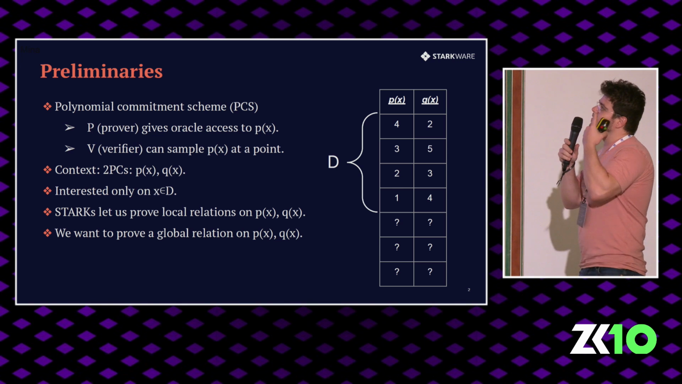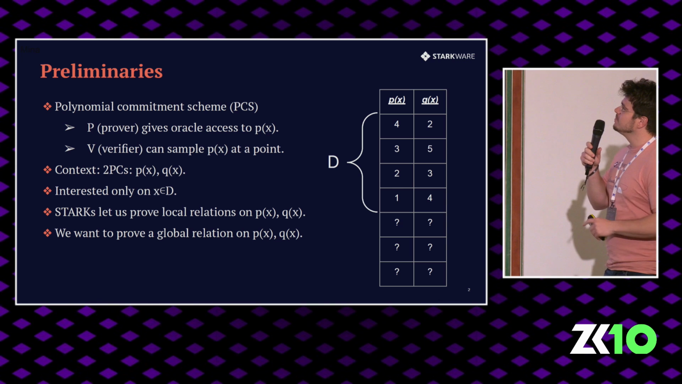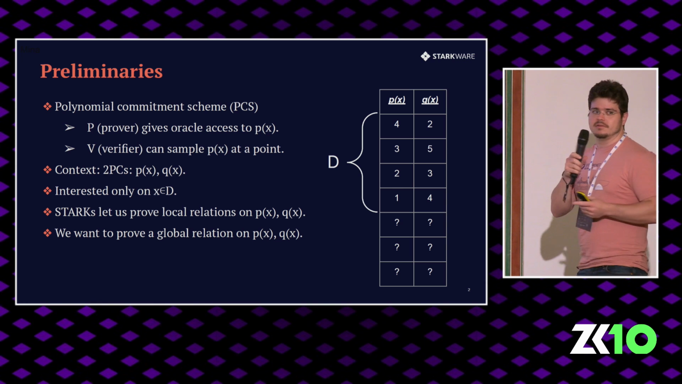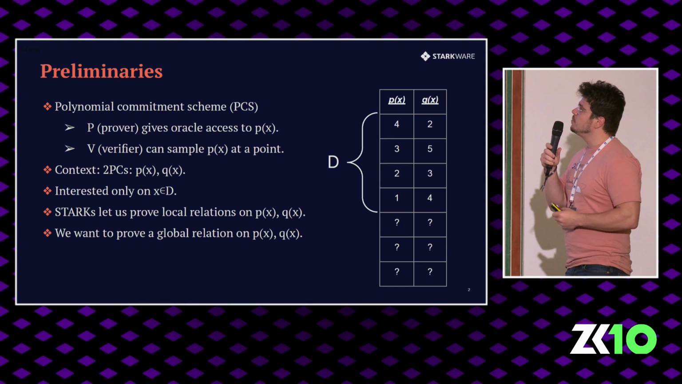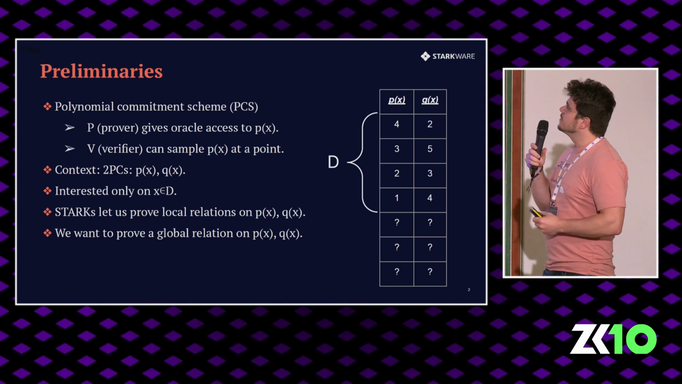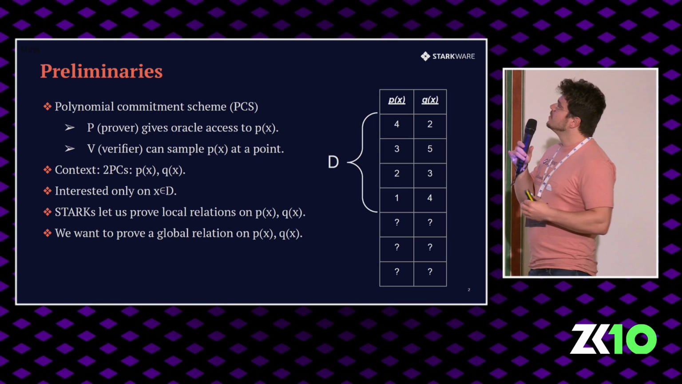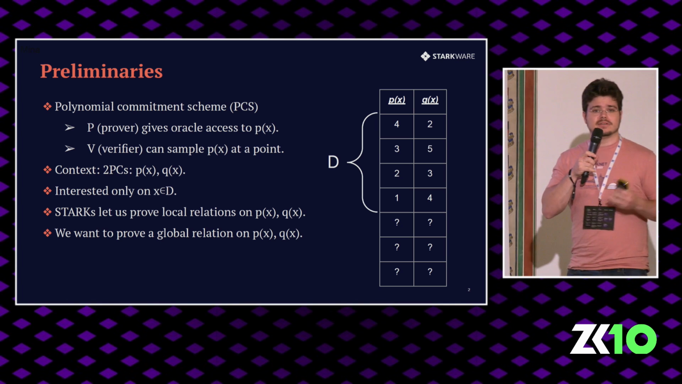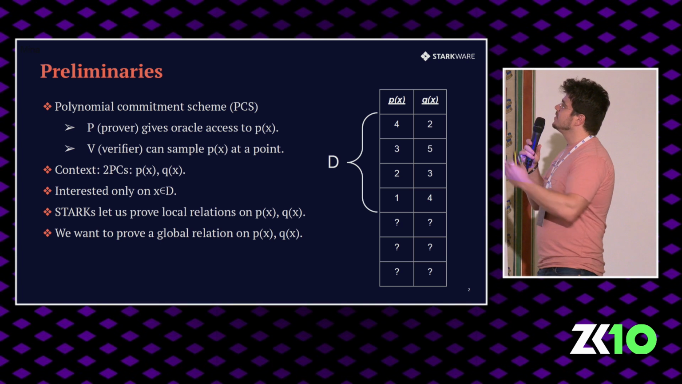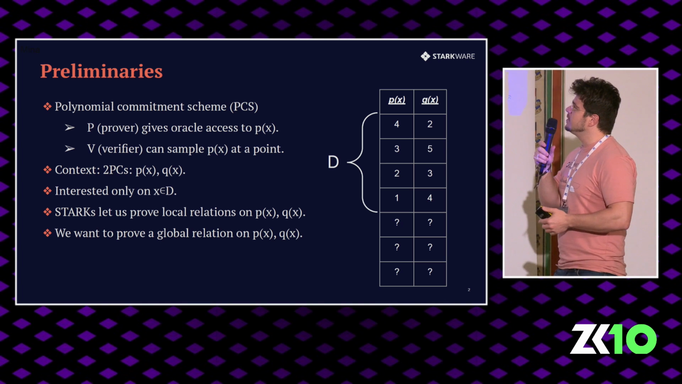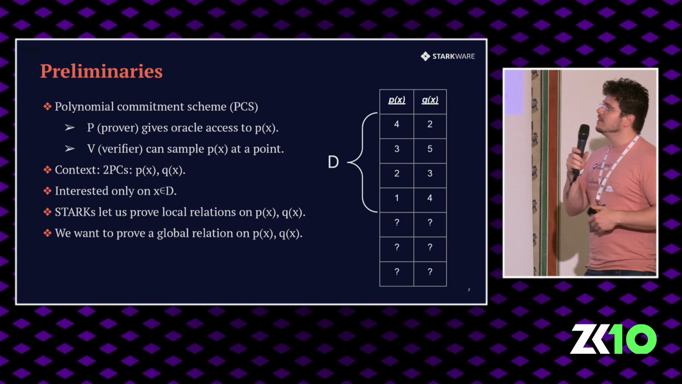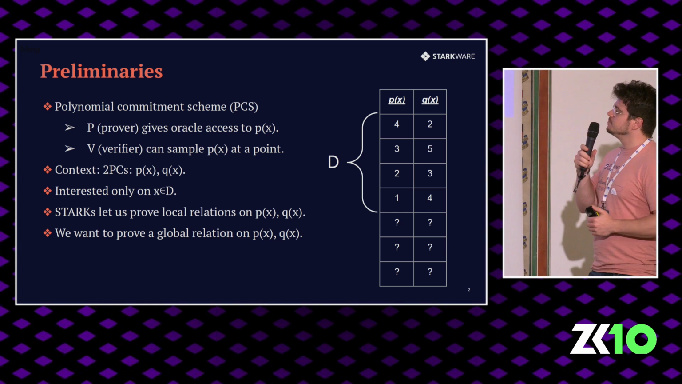At a very high level, what's a polynomial commitment scheme? There are two sides in this proof system, the prover and the verifier. The prover gives some kind of oracle access to a polynomial of his choosing. He chooses a polynomial and gives it to a verifier, and the verifier can sample this polynomial at some point and know it's the right value.